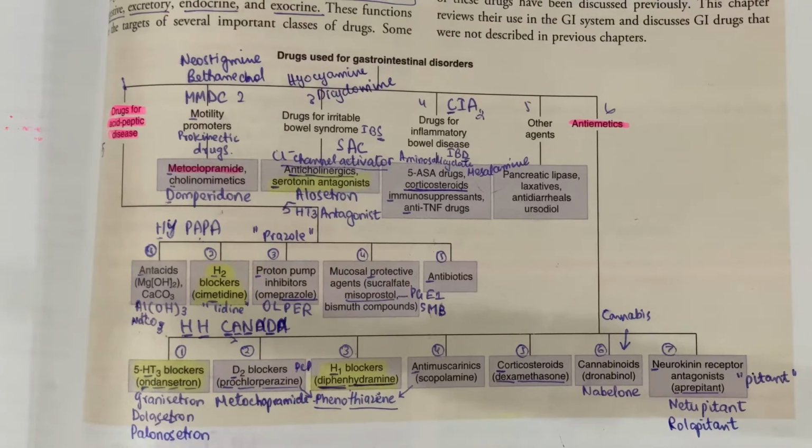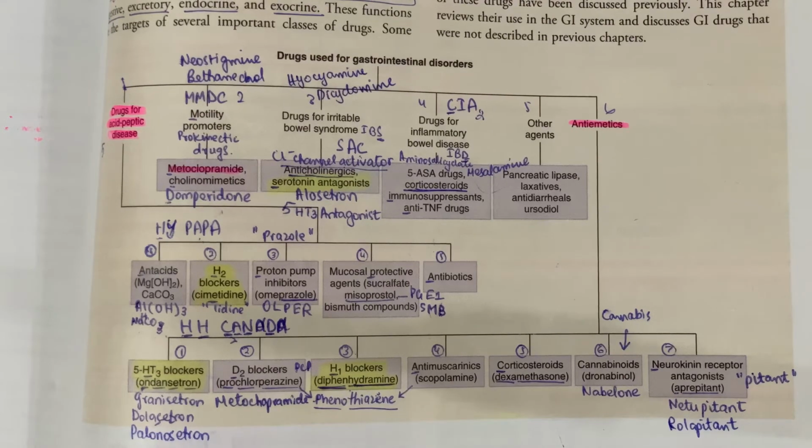The second is D2 receptor blockers, which are the dopamine receptor blockers, such as prochlorperazine and metoclopramide. The first H is for 5-HT3 receptor blockers, serotonin receptor blockers. The second H is for H1 receptor blockers, diphenhydramine and phenothiazines. And then C for cannabinoids, dronabinol, nabilone.